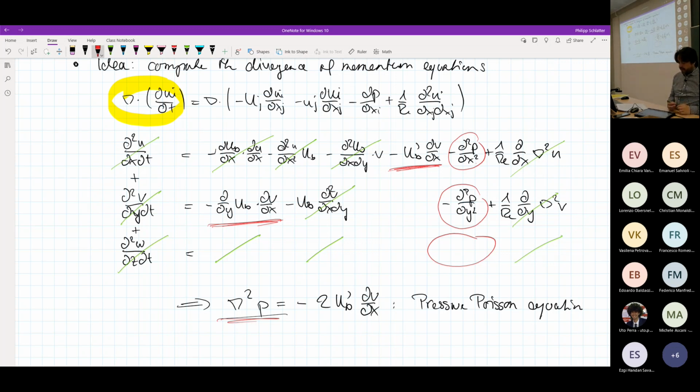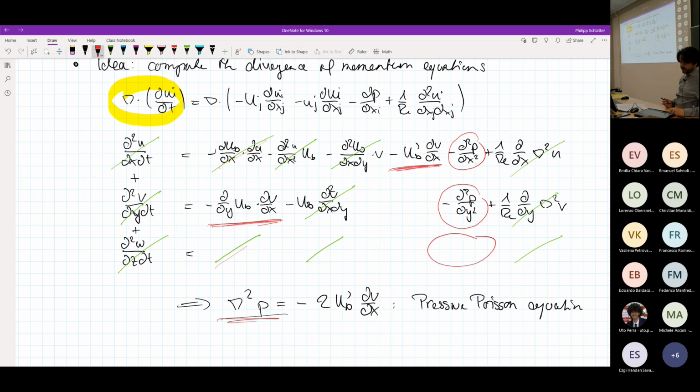And the reason for that is that these two, this one and this one, go away independently, and all the others go away as the sum of being divergence terms. Okay?